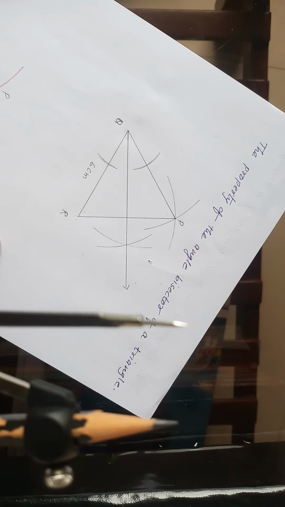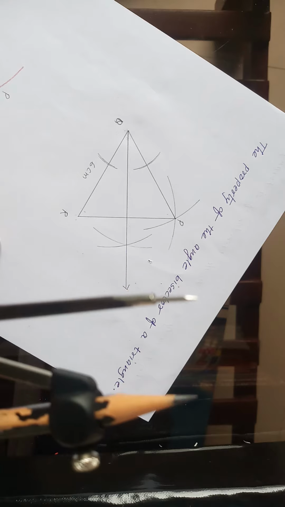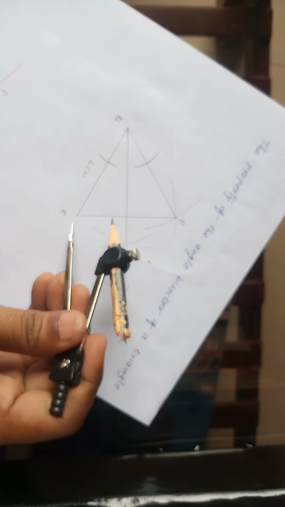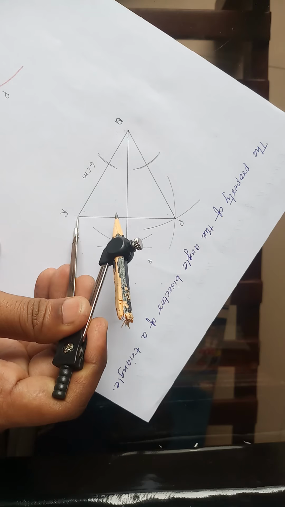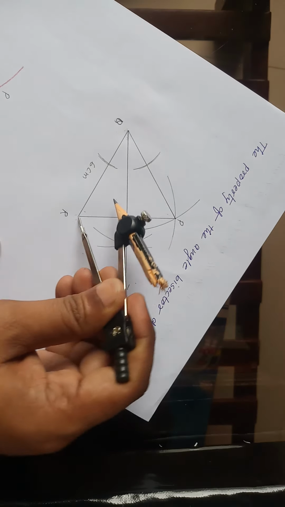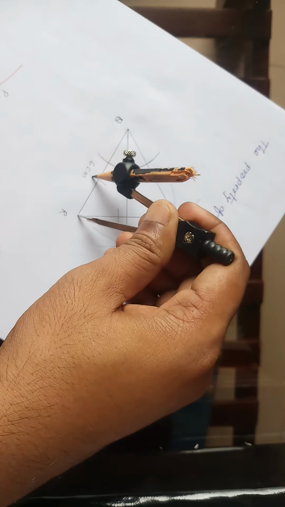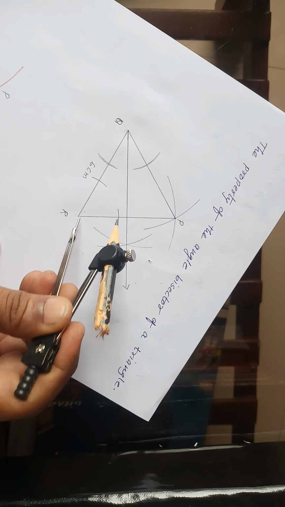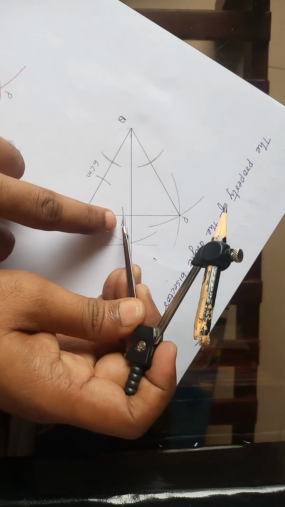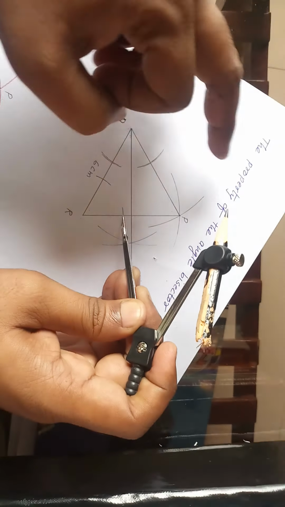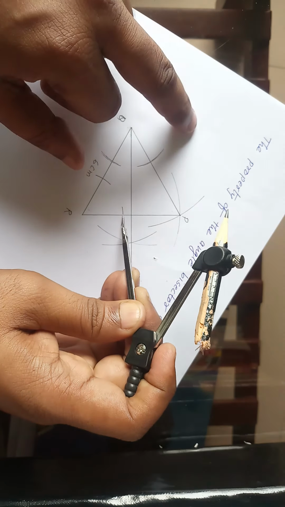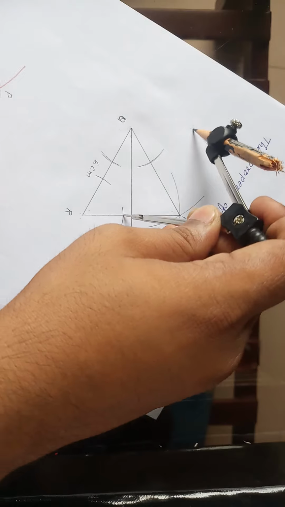To bisect angle R, once again you take a small length in your compass. Now we are going to bisect angle R, so we will keep the pointer on point R and draw two arcs, one on this side and one on the second arm of angle R. Now you increase the length and from these two arcs again you draw one arc from this point and a second arc from this point, this way.